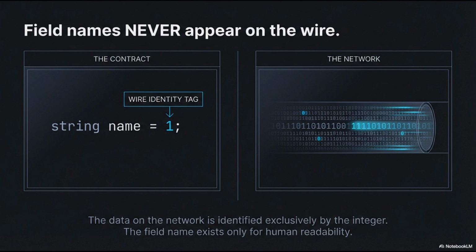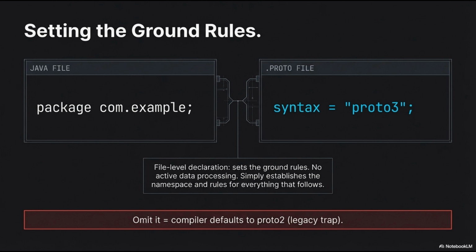And that transition requires a really fundamental shift in how you think about variables in memory. It really does. But that shift starts before we even define a single piece of data. Right. We have to build the foundation of the file first, establish the rules of the environment we're working in. Every proto file must start with one specific line. It's syntax equals, quote, proto3, unquote. And that has to be the very first non-comment, non-empty line in the entire file.